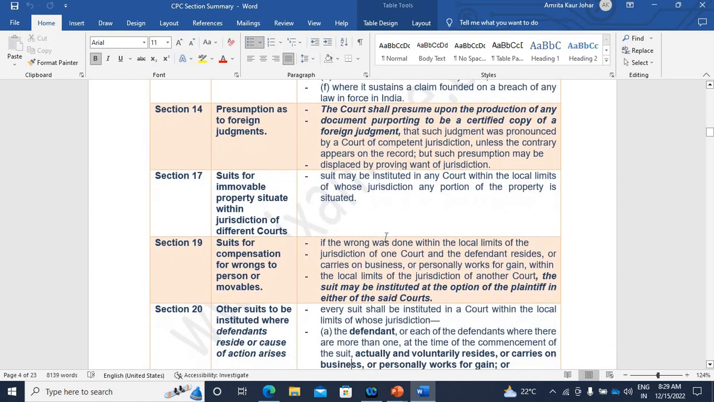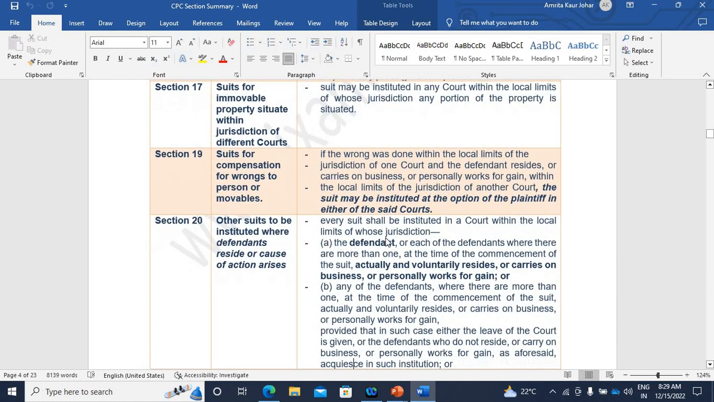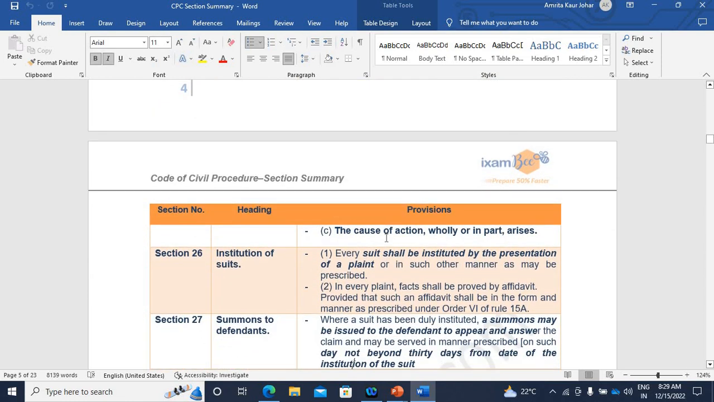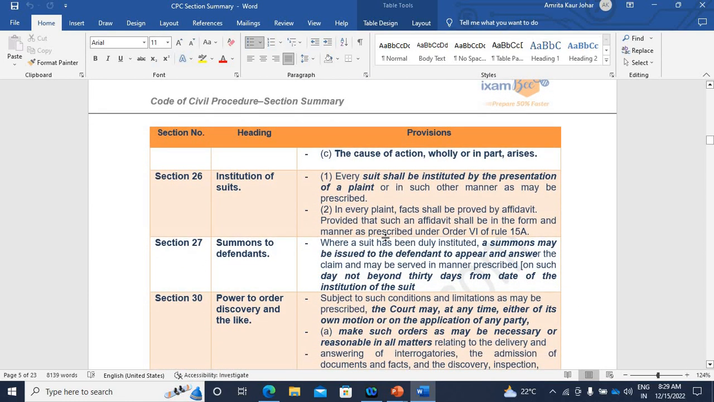Then moving ahead, you have various other sections as you can see, 17, 19, 20. Then starting towards the institution of suits, यहाँ से actually पूरा procedure start हो रहा है. So that is why this is important. It is a very short section, but you can remember that this marks the beginning of a suit. So institution of a suit.